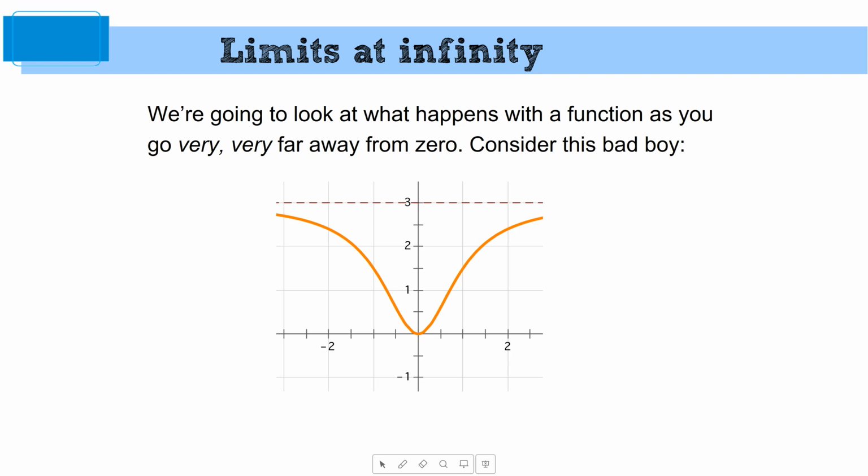One of the big differences between a horizontal asymptote and a vertical asymptote is sometimes it can cross a horizontal asymptote. Doesn't happen very often, but occasionally it will. So if I go very far to the right, what's going to happen to the value of the function? What's the y value going to get very close to? 3. Are we all good on that? Yes. If I go to negative infinity, the value of the function is going to approach 3.